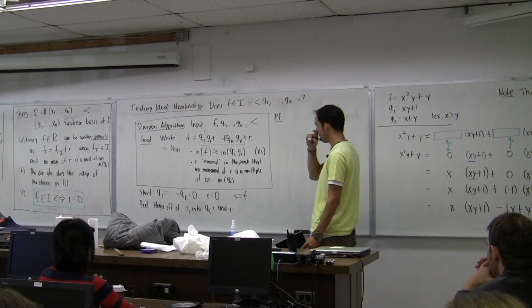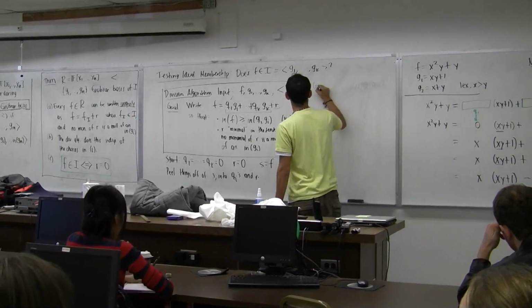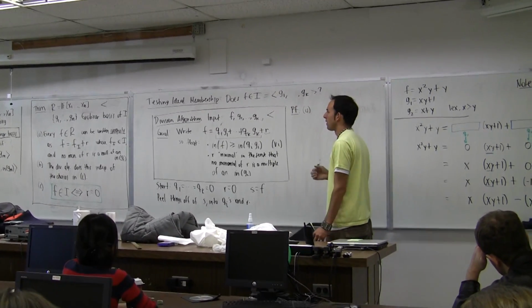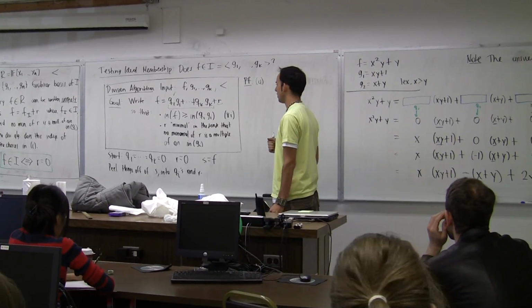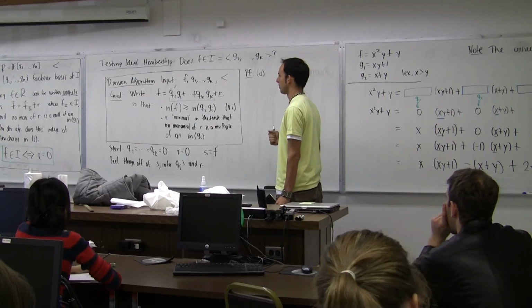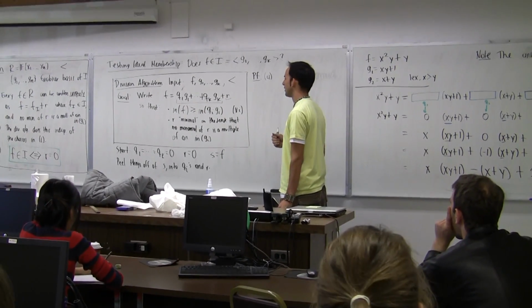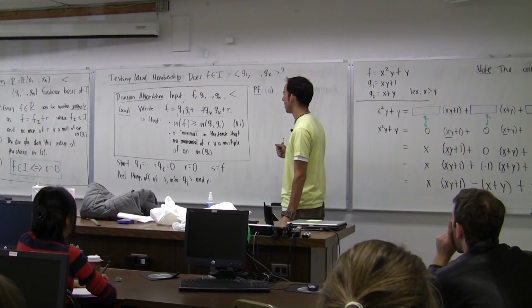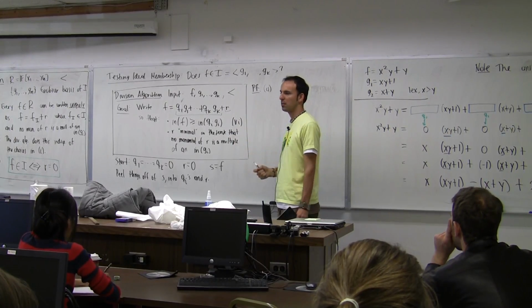So, proof. Part A, existence. Well, I guess there is something more to say about the division algorithm, which is that it always terminates.